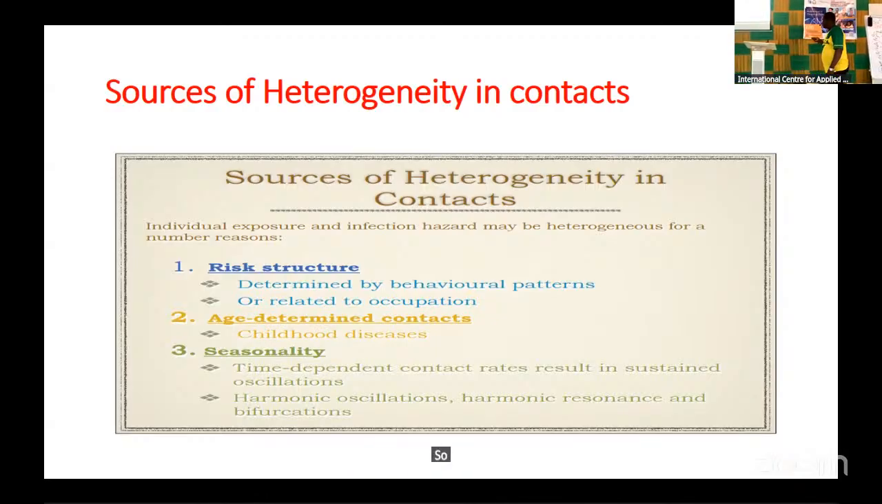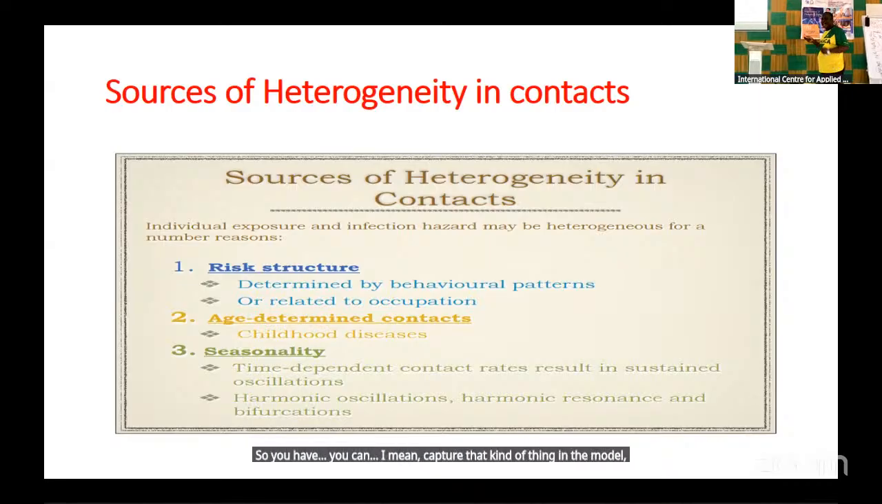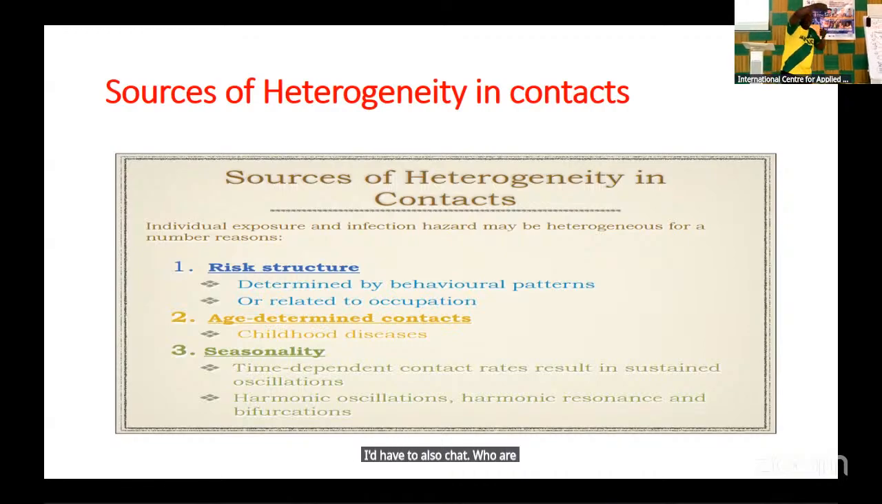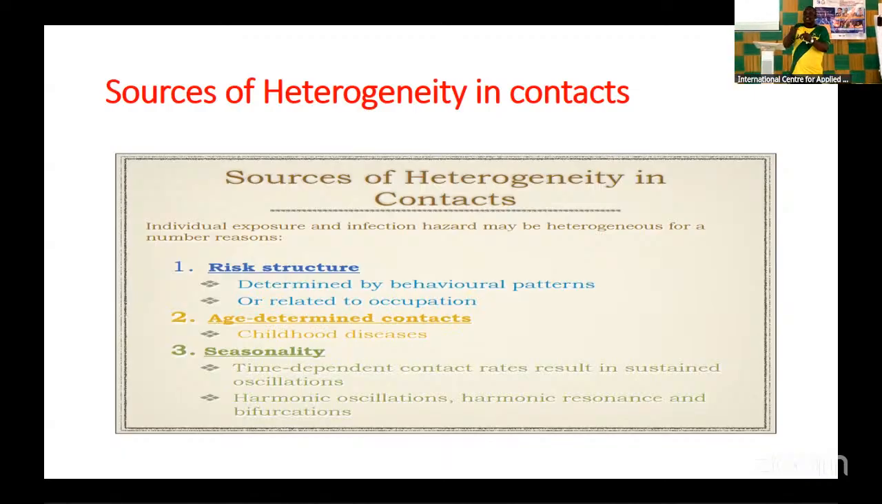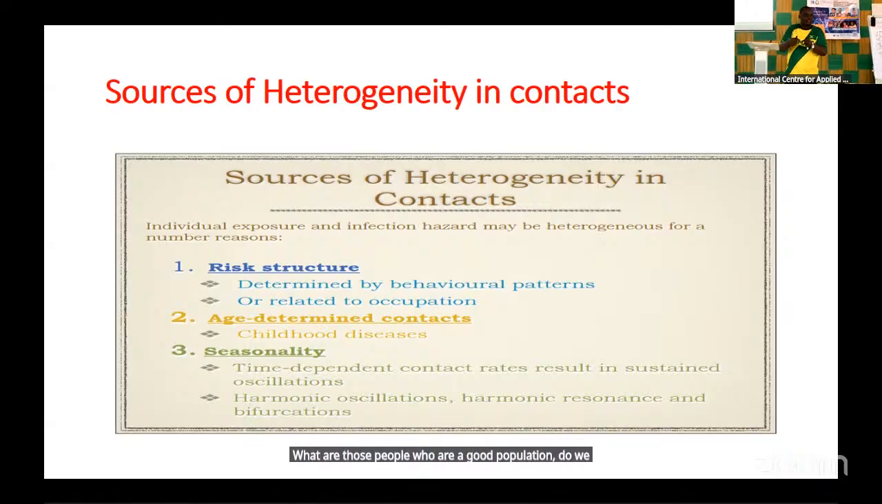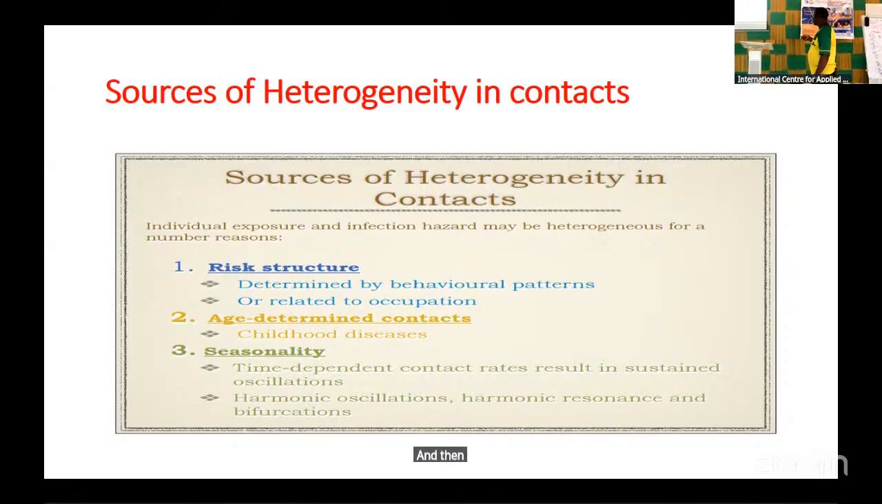So you can factor that kind of thing into the model and it helps us to track who those people in the population are. In the long run, maybe we can run some scenarios to predict which population we target first in a particular disease spread. And then age determines contact: childhood diseases, malaria can also be factored into that, measles, mumps, and what have you.